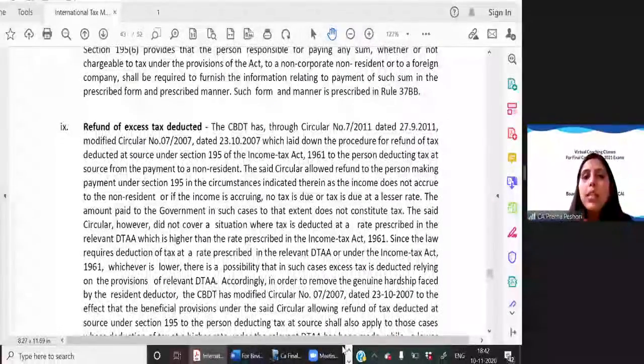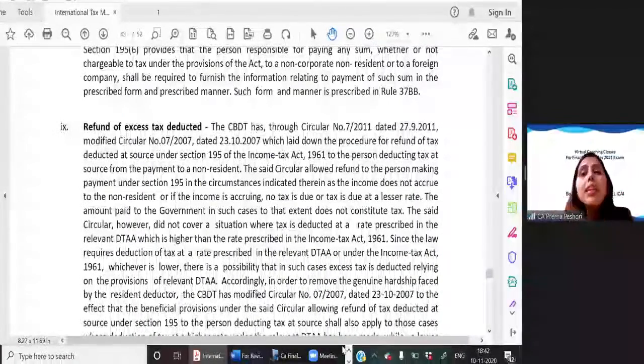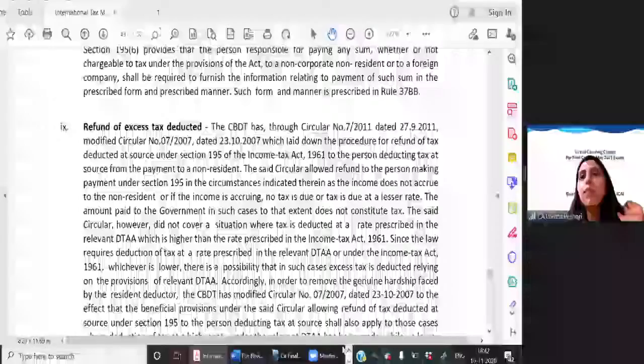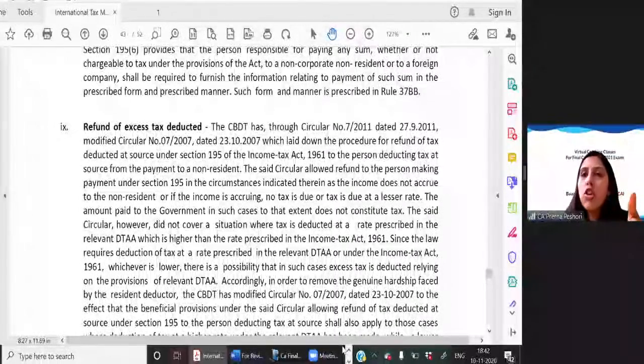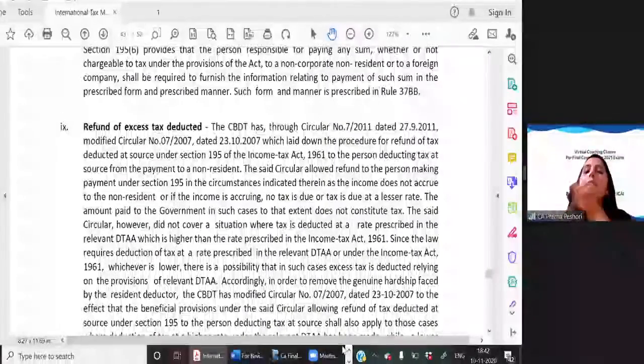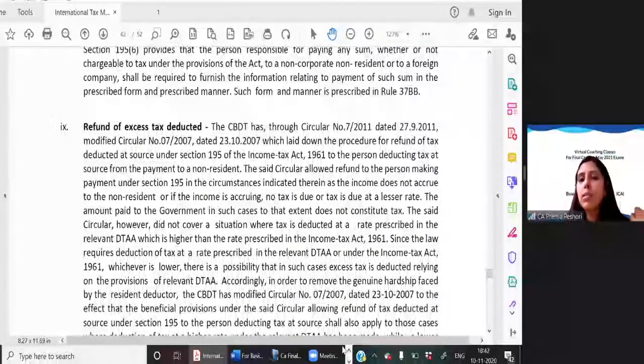Any other investment income like interest, dividend, that will be taxable at 20%. Clear? LTCG on assets other than specified assets would be taxable at 20%. LTCG on specified asset, 10%. LTCG on other than specified assets, 20%. Investment income, interest, dividend on specified or non-specified assets would be taxable at 20%.